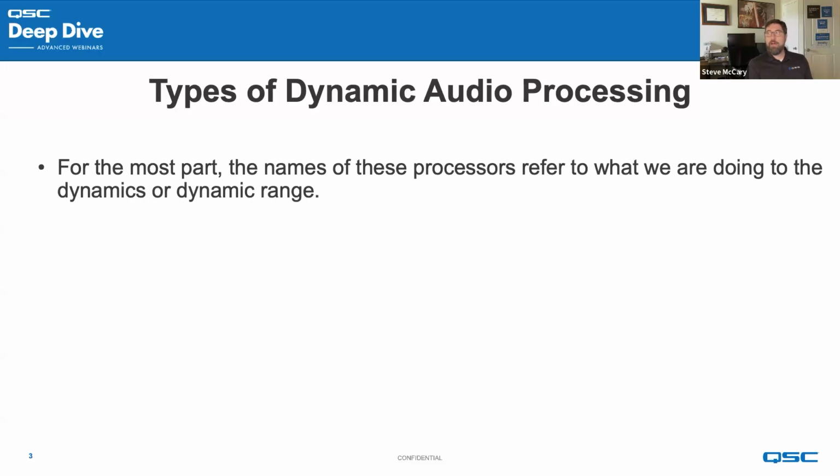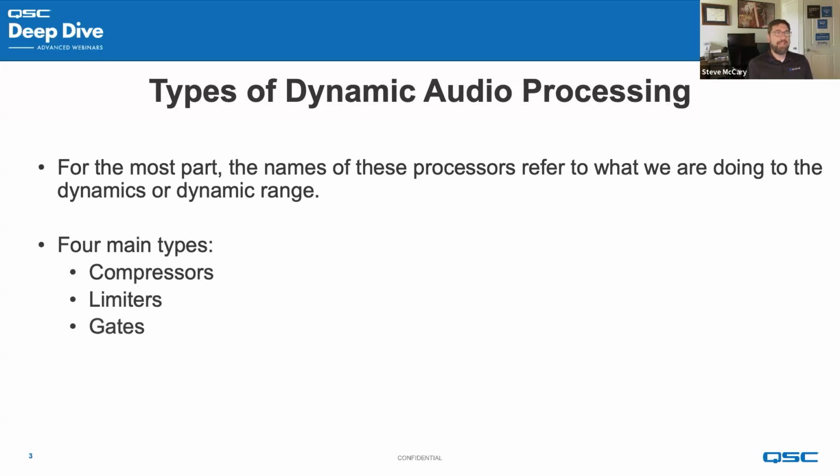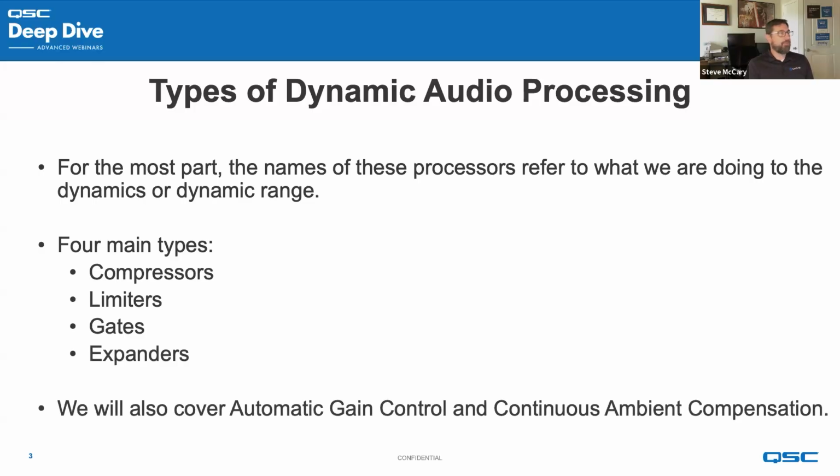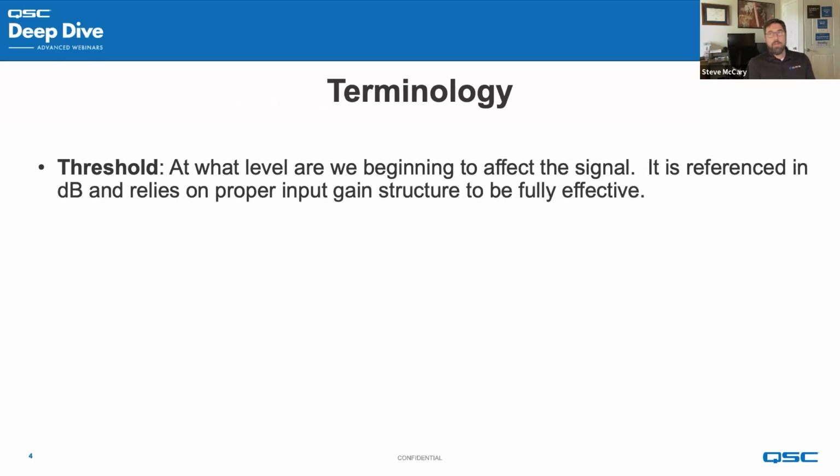So let's talk about the types of audio processing. For the most part, the name pretty much tells you what it is going to do. So these are our four main types: our compressors, our limiters, our gates, and our expanders. Like I said earlier, we will also cover automatic gain control and CAC.